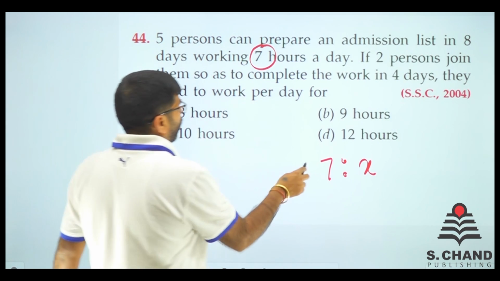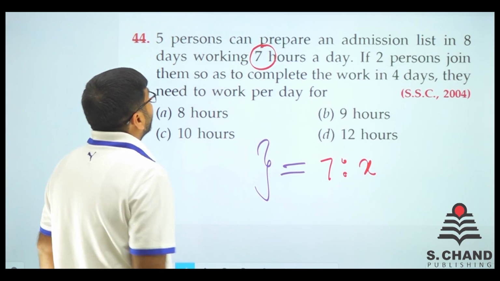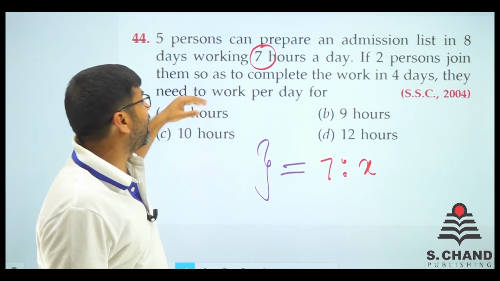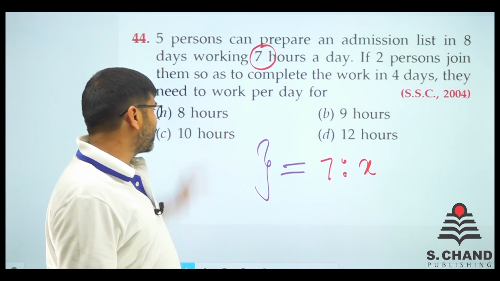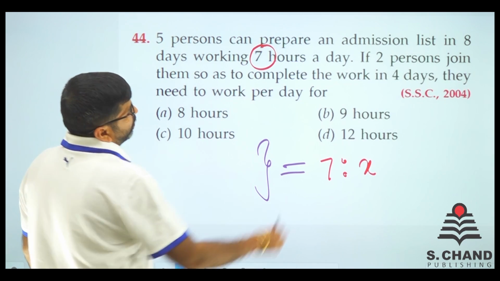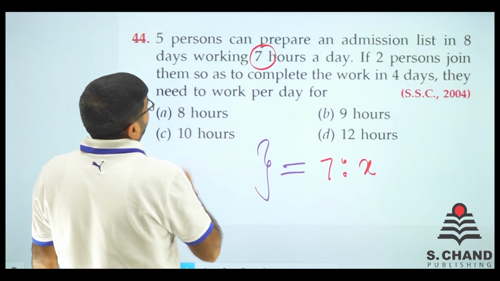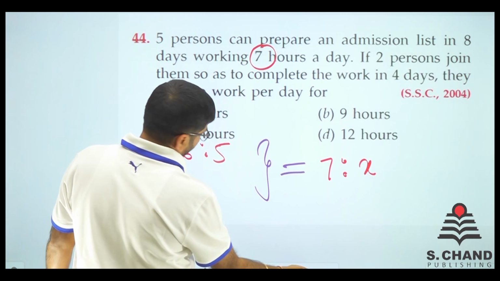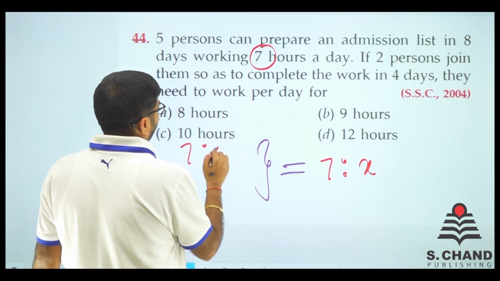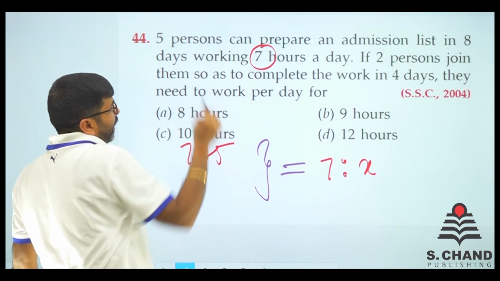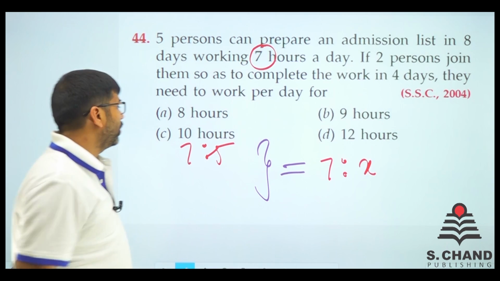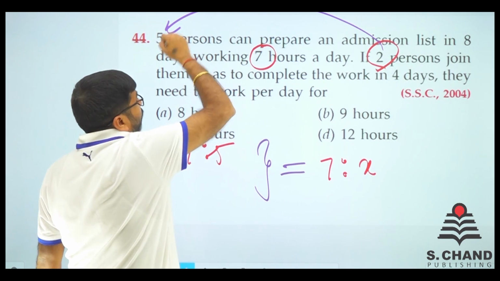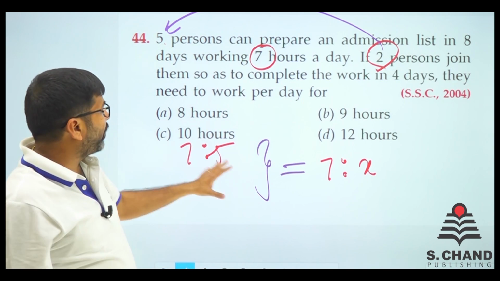So we need to find out what? Two things. If persons are more, hours are less. Persons are less, hours are more. So 7 is x, but we'll do it the other way around. 7 is to 5. Why 7 is to 5? Because 5 will be inversely to 7. And this 5 came from 2 persons joining the 5. So 5 plus 2 is 7. So 7 is to 5 is 7 is to x.